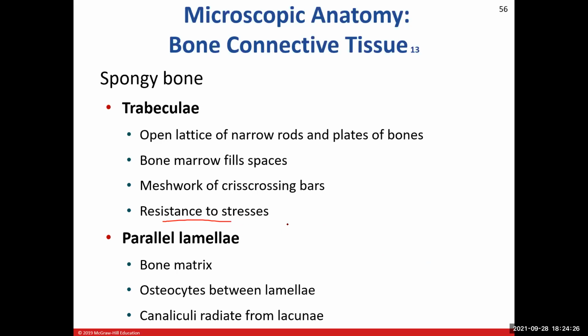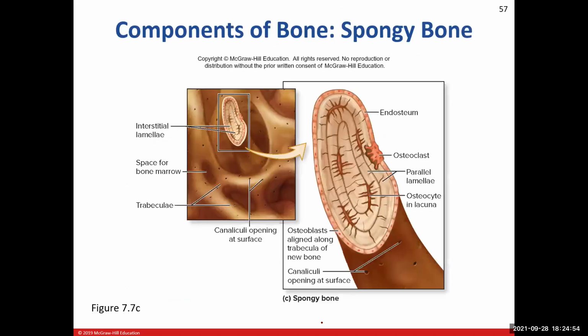So we'll see here in the spongy bone, we do have some lamellae. We call that parallel lamellae. There are no osteons in spongy bone, but it will have an appearance very similar to compact bone. The parallel lamellae are made up of bone matrix. You'll also have osteocytes that reside in the lacunae, and from the lacunae, you'll have the canaliculi spreading out. So here you can see a trabecular structure.